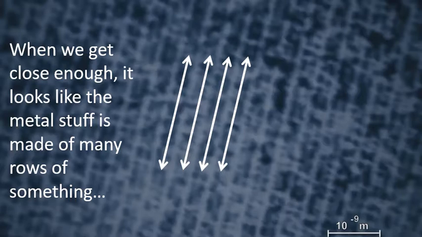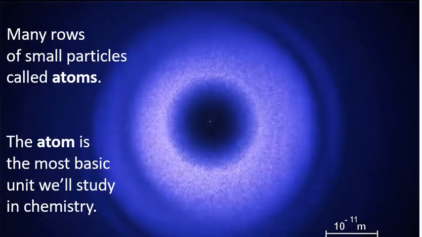So when we got really zoomed in, almost to the end of the video, it looked like the metal stuff was made of many rows of something. I used the arrows there to show you where the rows can be seen. It turns out that those are many rows of small particles called atoms. The atom is the most basic unit we'll study in chemistry.